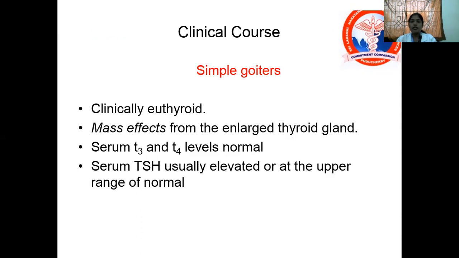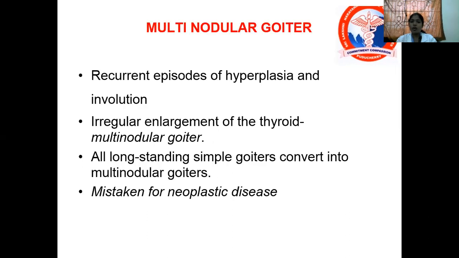The clinical course: simple goiters are clinically euthyroid. There are mass effects from the enlarged thyroid gland. The patient may have dyspnea and dysphagia as the enlarged thyroid gland compresses on the trachea. The serum T3 and T4 levels are normal. Serum TSH levels usually are elevated or at the upper range of normal.